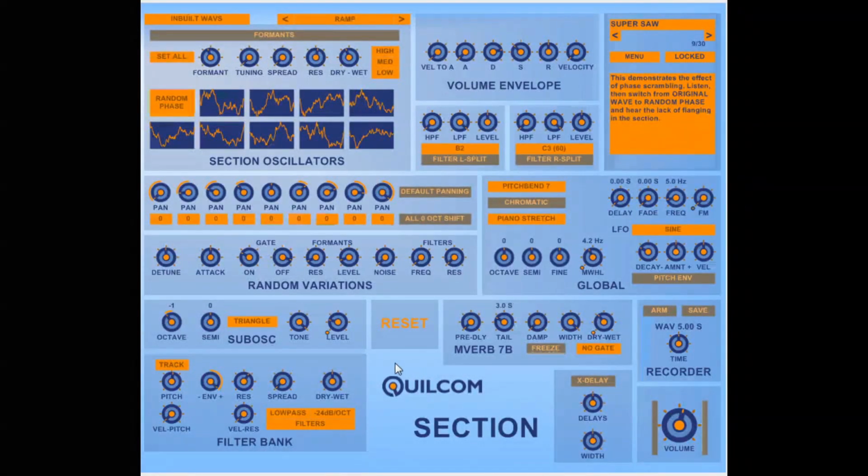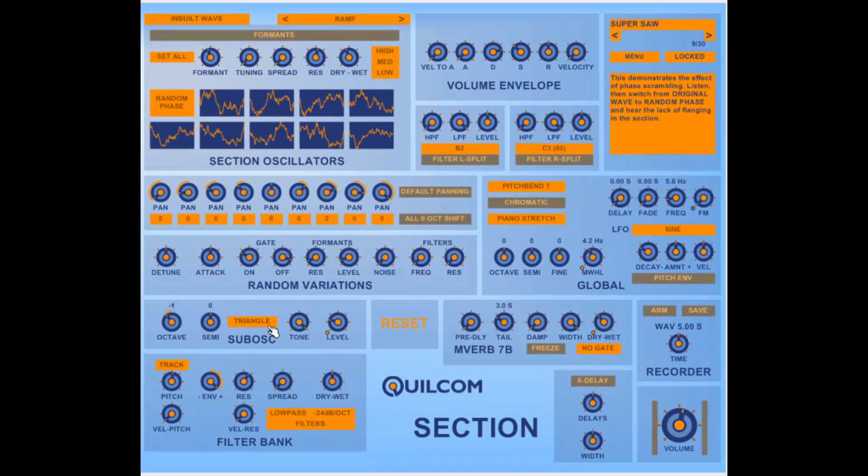If you want to pack the sound out a little bit more, we have a sub oscillator here, and this feeds into the center panned channel there, so you can apply the Formant or filter bank effects to the sub oscillator.